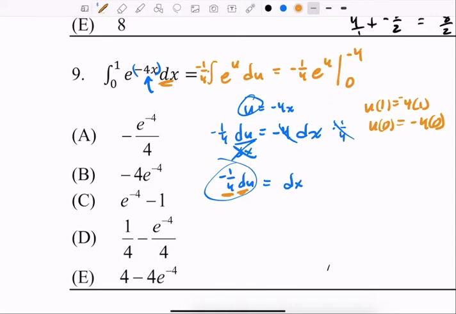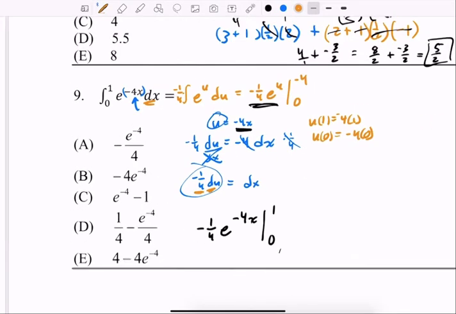Now pause. What's the other way to do it, Mr. Patey? The other way to do it is to take this and sub out the u. You can go negative 1/4 e to the u, but instead of u, I'm going to write what u is. What is u? U is negative 4x, and then I can use the 1 and the 0 because they're x's and plug them in that way. You could do whichever way you like.